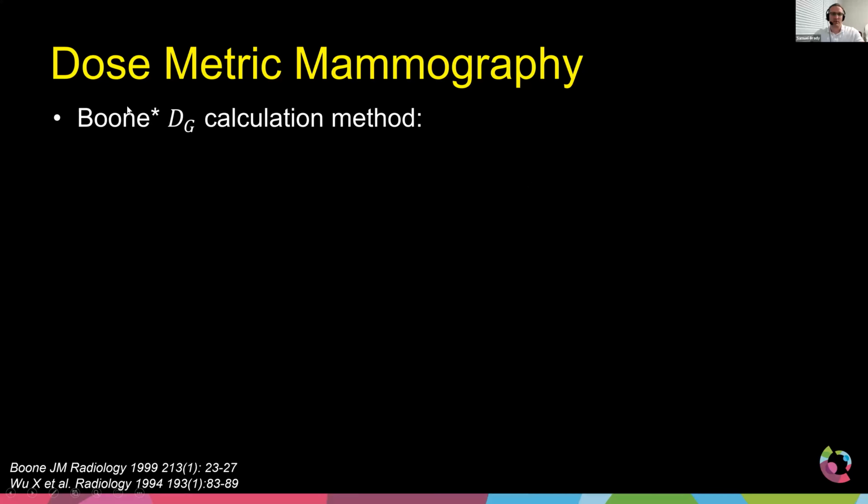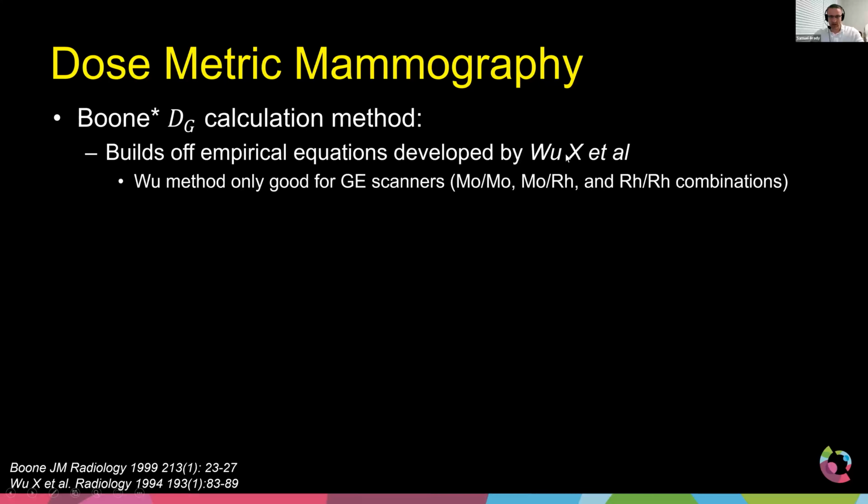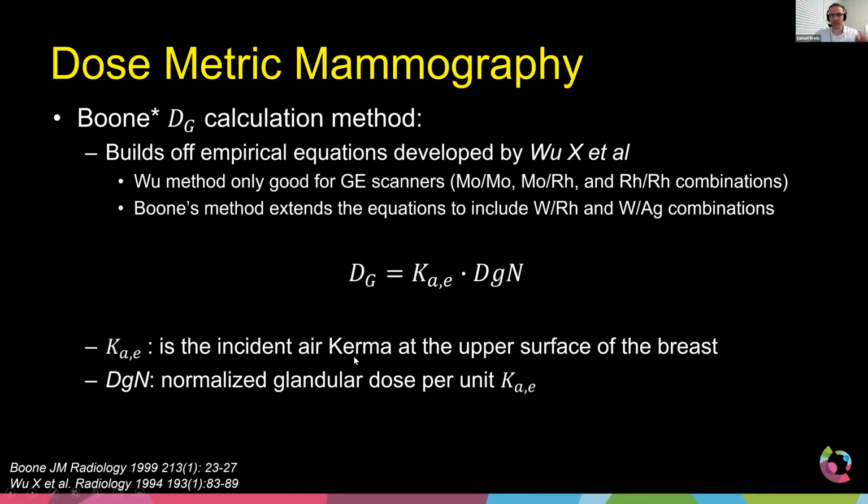So then Boone, as we've already discussed, basically modernized Wu's calculation to move beyond just Molly-Molly, Molly-Rho, and Rho-Rho. Those are the only scanners on the market now that you can buy as modern. Maybe you have older scanners that still do this, but among more modern scanners, the only one that could use the Wu method is GE. And so theirs is slightly different.